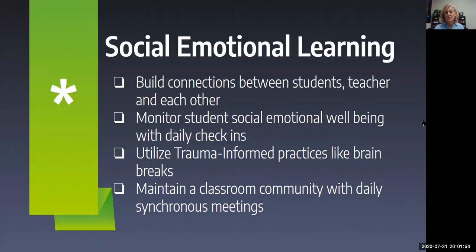For social emotional, which we know is critical, it's critical that we build our connections between students, teacher, and each other. And when I say each other, I mean not just the relationship between the student and the teacher, but student to student. And that is what students are missing at this point, they're not getting that opportunity to be with each other. In distance learning, we still need to monitor student social emotional well-being with daily check-ins.